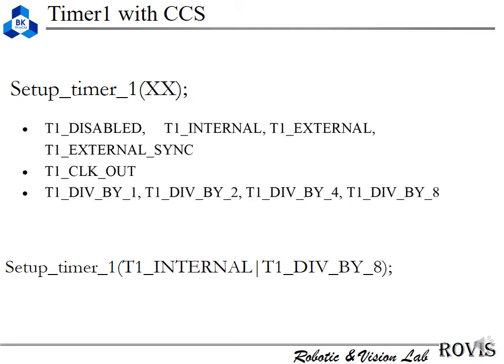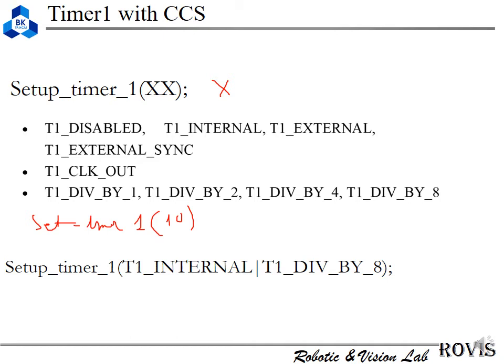Okay, and then we use Timer 1 with the CCS compiler. So we just care about two functions. The first one is setup_timer_1, and then we have the function set_timer1, with the initial value, for example 10, something like this.